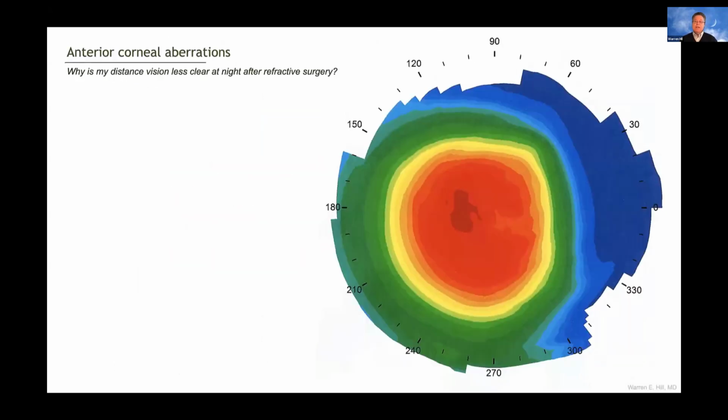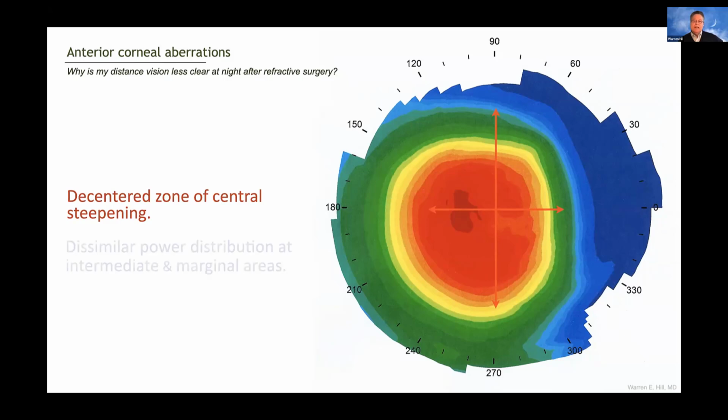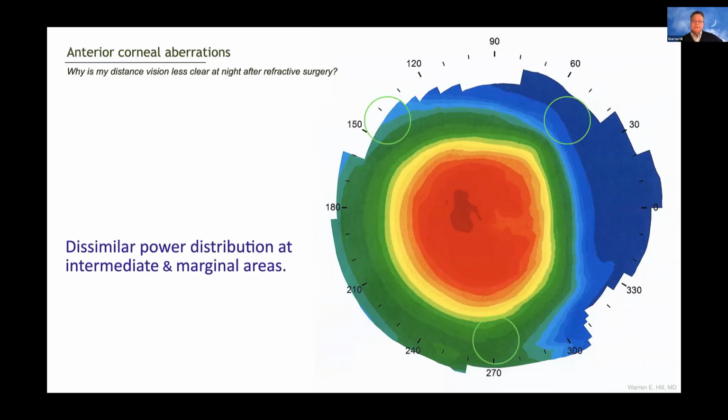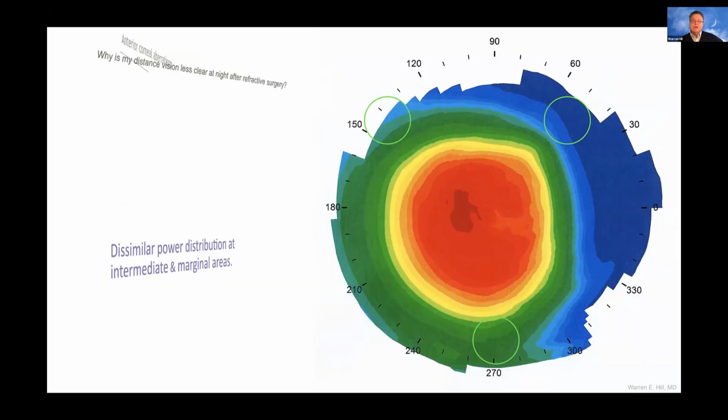This is hyperopic LASIK, and we can see that we have a steepened area in the middle. That's 3.5 diopters of hyperopic treatment. Of course, we wouldn't do a toric IOL for these people because we can't see the steep and the flat meridian. So we have a decentered zone of central steepening, which because it's steeper in the middle, it means we're going to have negative spherical aberration. Because it's decentered, it means we're going to have coma. And we have dissimilar power in the intermediate and marginal areas, which means we're also going to have trefoil.